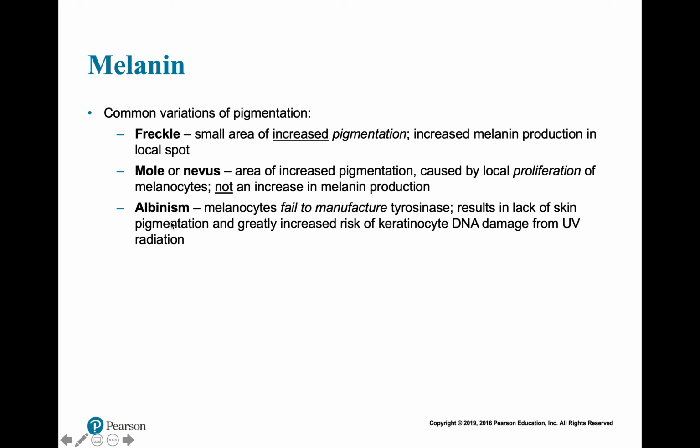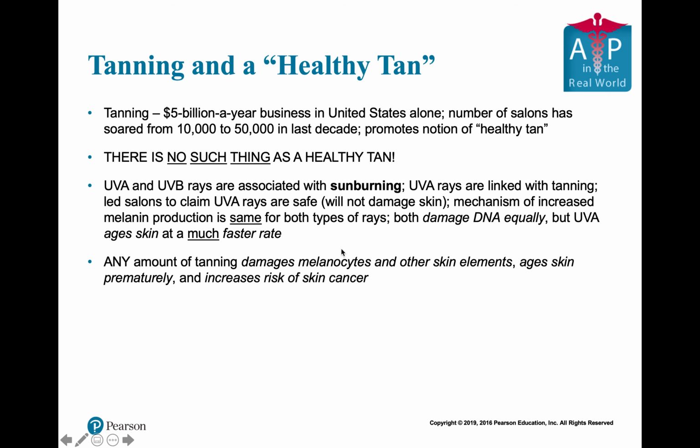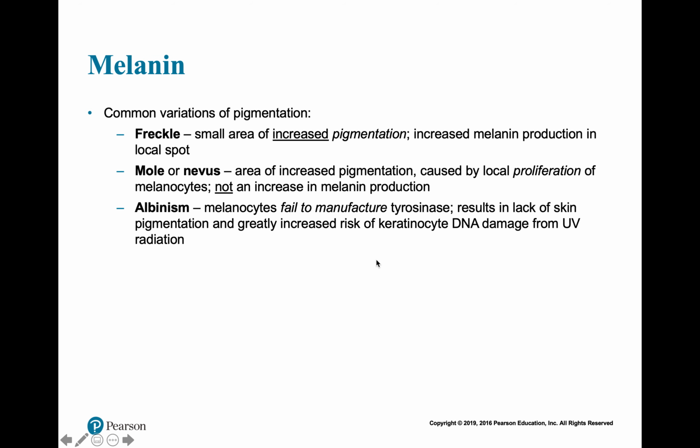Now, albinism. Individuals who have albinism still have melanocytes. So it's not that they lack melanocytes altogether. They have melanocytes, but the melanocytes fail to manufacture tyrosinase. And without tyrosinase, you cannot produce melanin. Therefore, you won't have skin pigmentation. And that's for hair too. Hair is also made of keratinocytes. So that's why individuals with albinism will have white hair, because they don't produce any melanin.